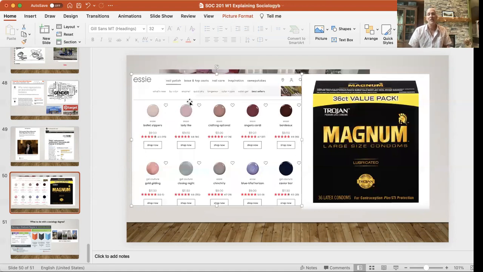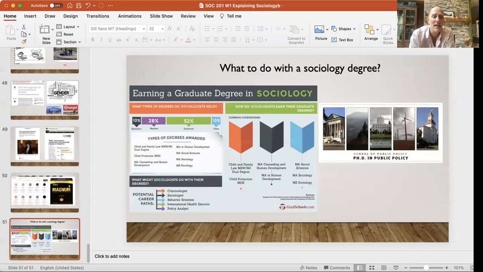Strange and the familiar, right? Trojan, okay, where does that come from? That's definitely masculine terminology, warrior, these kinds of things. Anyway, that's part of the interactionist perspective: language, meaning, understanding, and its impact.